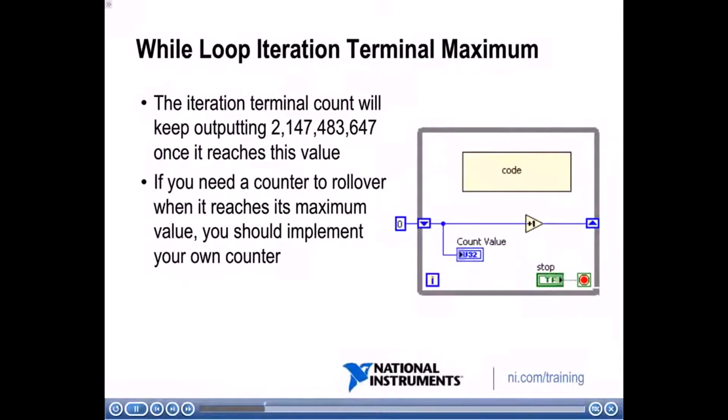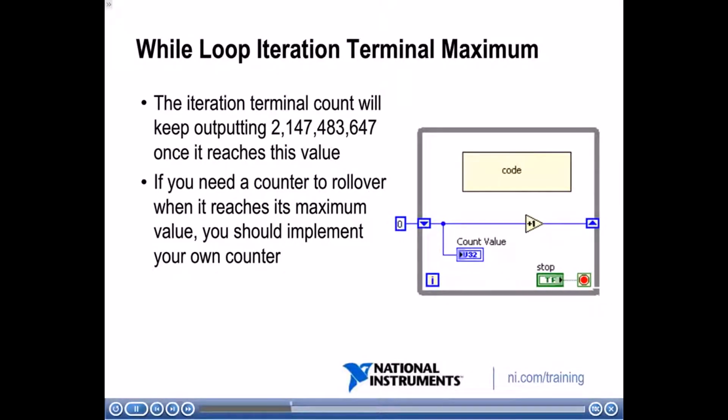Okay, now let's talk about while loop iteration terminal maximum. If we take a look at this while loop, look at the iteration terminal there. It's the terminal that has I on it. The behavior of this terminal is once that iteration terminal gets to 2,147,483,647, that's a pretty big number, but once it reaches that value, it'll just keep outputting that same number. It's not going to roll over, it's just going to saturate at that large number.